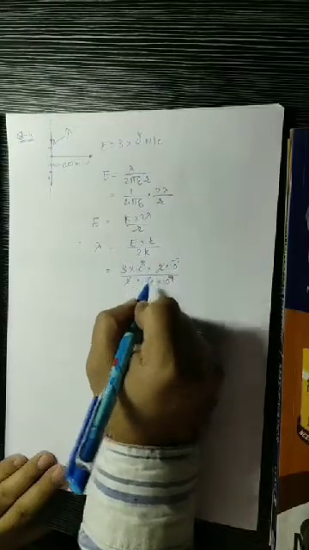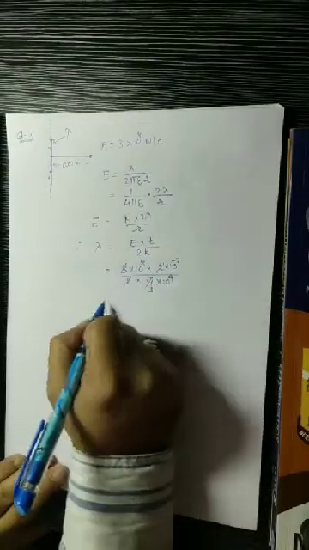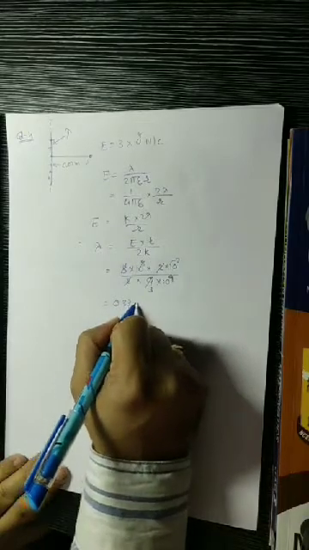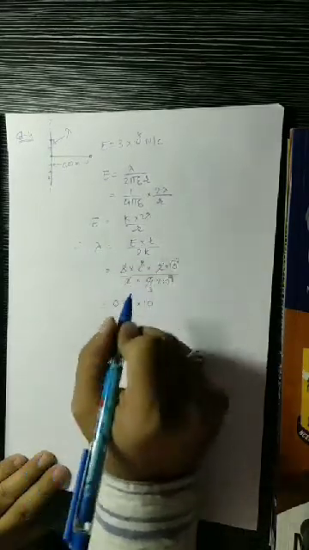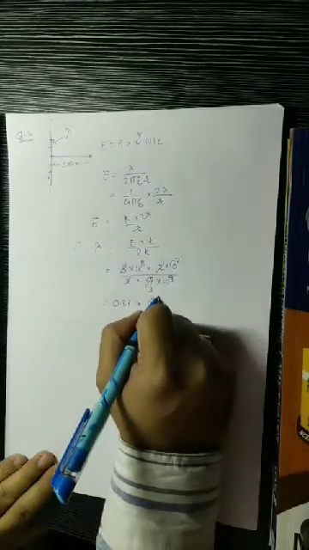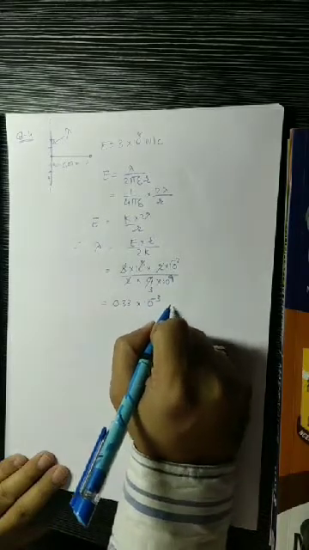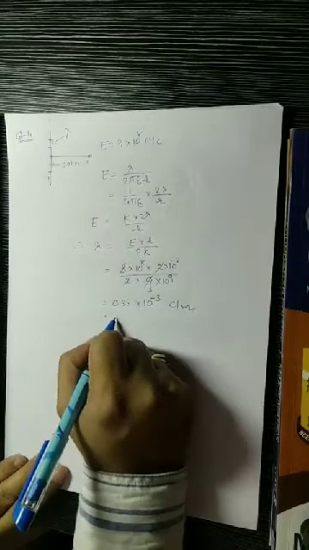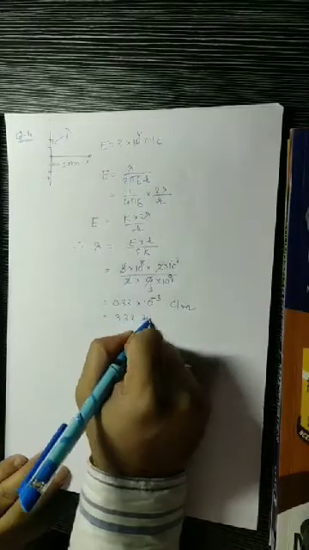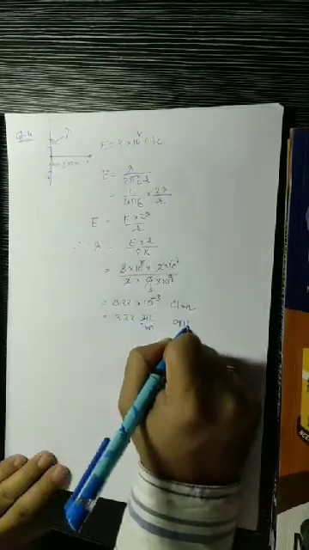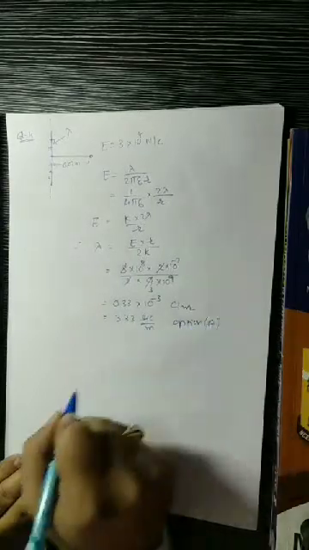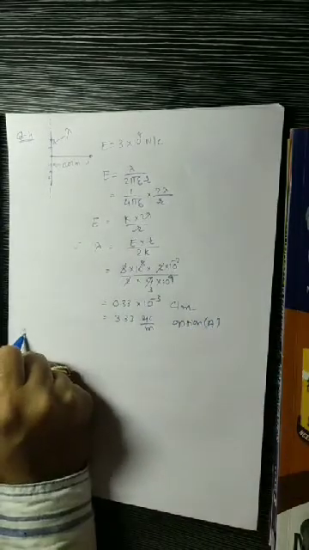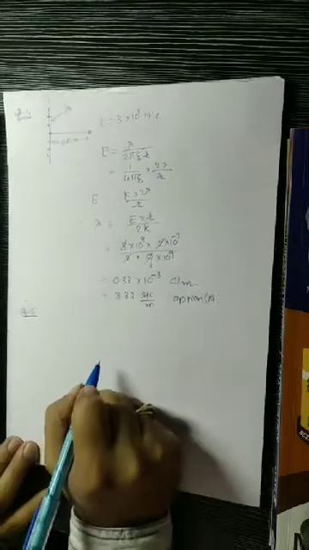So this 2 will get cancelled here, 3 in division, so this will be 0.33 into 10 raised to minus 1 minus 3, this is total minus 3, and coulomb per meter. So here the answer is 333 microcoulomb per meter. Option A is correct. Now we'll solve question number 5.